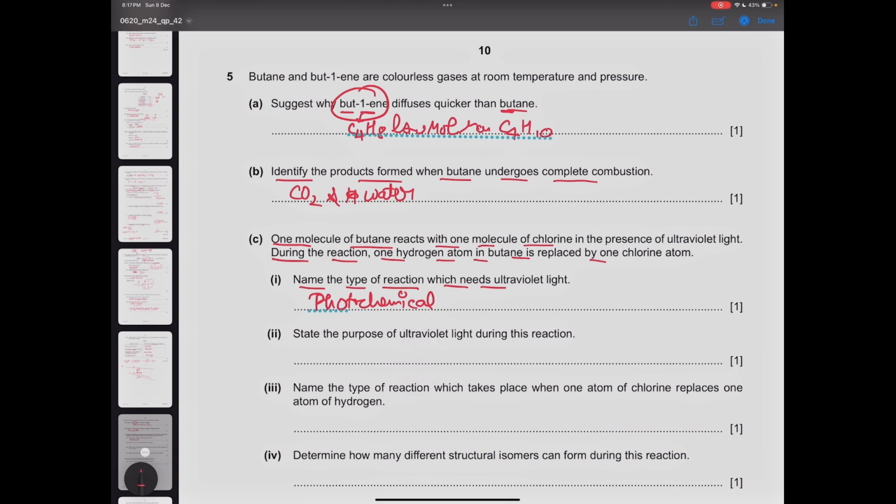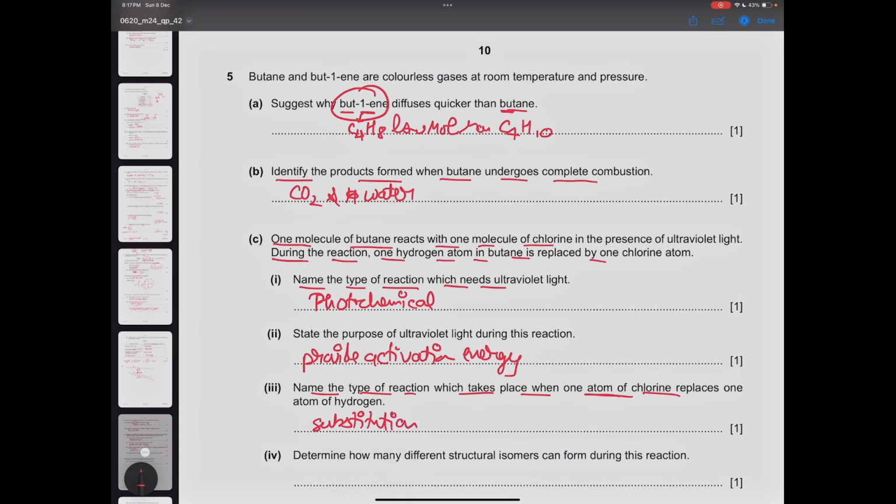State the purpose of ultraviolet light. So the ultraviolet light provides activation energy. So you just mention provide activation energy. Name the type of reaction which takes place when one atom of chlorine. So this is substitution. They're directly telling you that one atom is replacing. What is replacement? Substitution reaction.